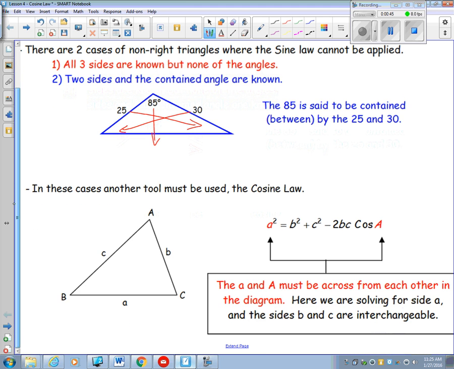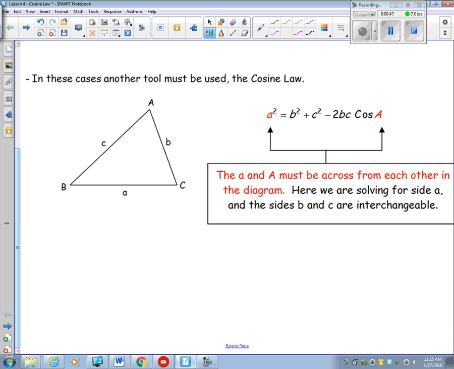Cosine law, this big long formula here, you don't have to memorize formulas, I always give you formulas on your quizzes, your tests, your assignments, your exam, that kind of stuff. Just have to know when to use it. Non-right triangles, okay? The capitals, again, are angles, the smalls are sides. Big letters are across from small letters because they correspond to each other.